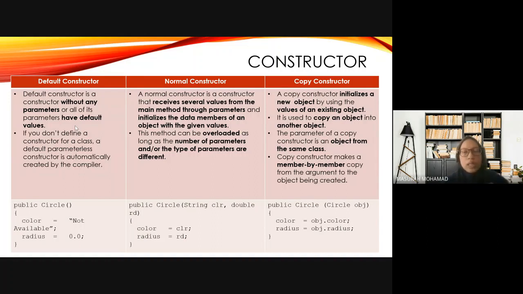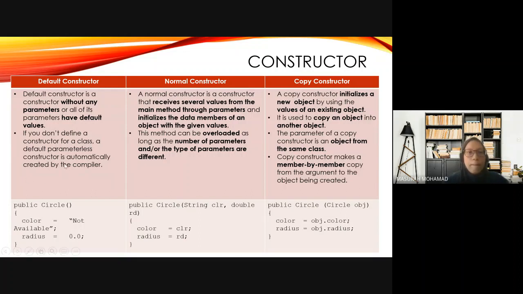Copy constructor ni kalau kita ada optional nak pakai object baru kita buat copy constructor, or else we just write default and normal. So let's look at the definition for default. Default constructor is a constructor without any parameter. Parameter tadi kat mana you all? Dekat header tadi kan? So there is no parameter for this constructor. So all its parameters have default value. Maksudnya dah lah tak ada parameters, tapi dia punya tu ada default value. So if you don't define a constructor for a class, kalau you terlupa nak tulis default constructor ni, it's okay.